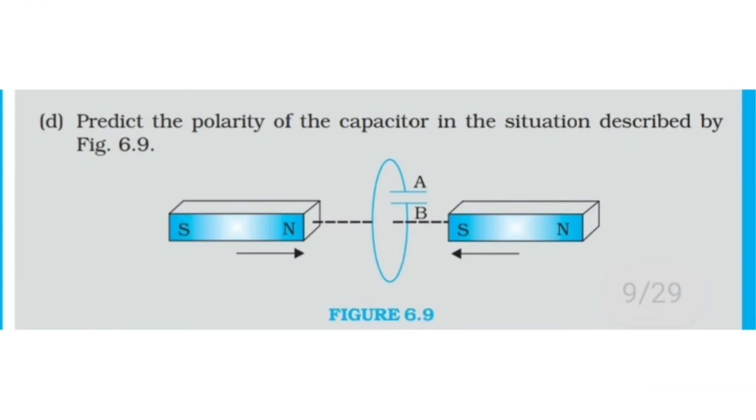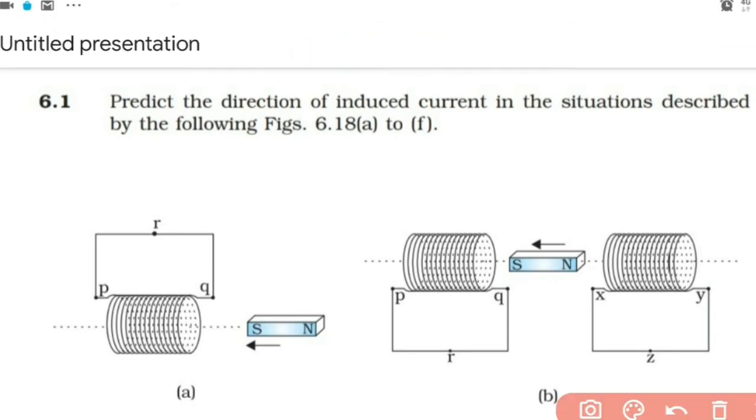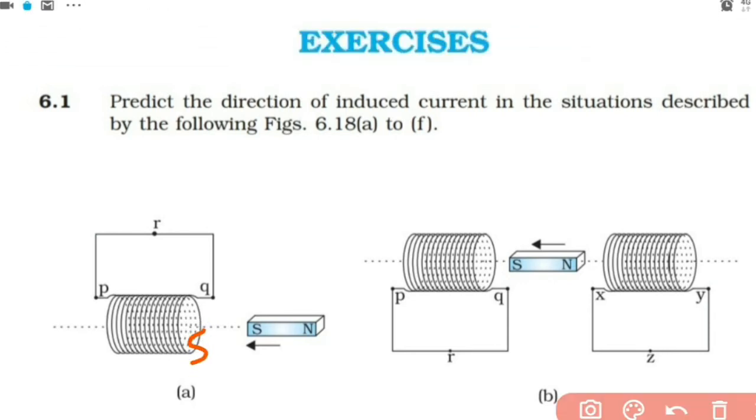Now coming to exercises, there are 6 diagrams given. We have to find the direction of current. Coming to the first case, the south pole is moved towards the coil. As per Lenz's law, on this side there should be a south pole induced. For a south pole to be induced, current should flow in the clockwise direction. When the current flows in the clockwise direction, it should be in the QRP direction. So here the direction of current is QRP.